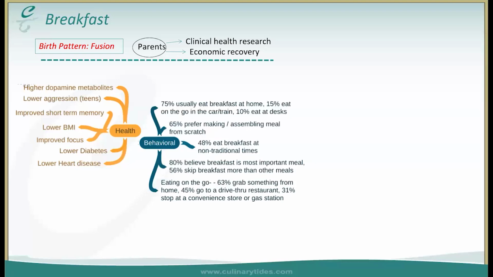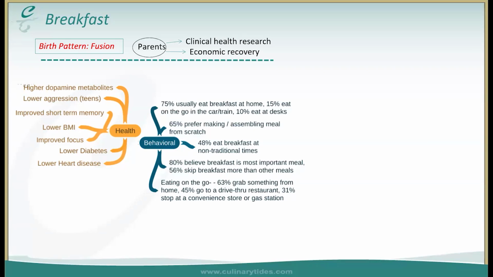Behaviorally, what we're seeing is 75% right now still want to eat at home, but they are still going through drive-throughs, even eating at their desks. 65% again want to make or assemble the meal from scratch. So they want to interact, right? That's why packaging that has multiple compartments is attractive to them. They get to help assemble it. And again, 48% eat breakfast at non-traditional times. That's why so many in the restaurant industry are offering breakfast all day long. It's because there is research showing that is actually what consumers want.